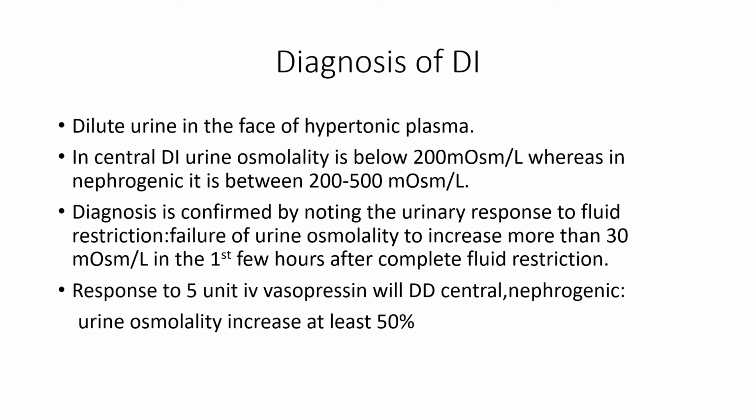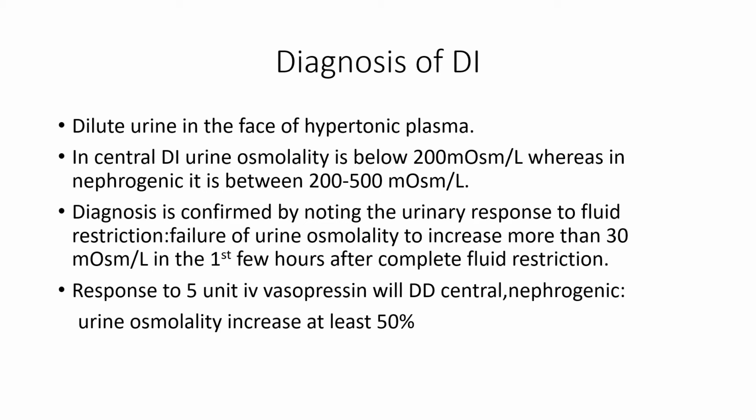To diagnose diabetes insipidus, we find dilute urine in the face of hypertonic plasma. In central diabetes insipidus, urine osmolarity is below 200 milliosmol per liter, while in nephrogenic diabetes insipidus it is between 200 and 500 milliosmol per liter.